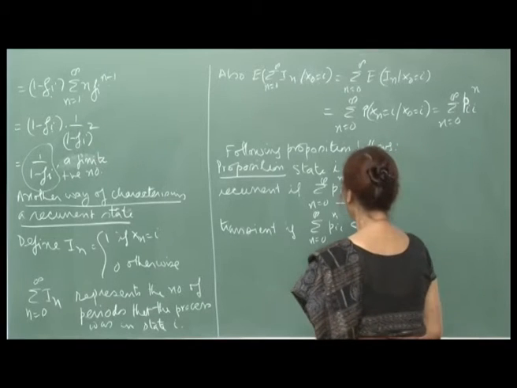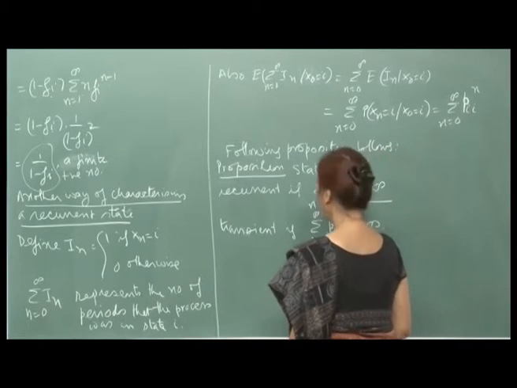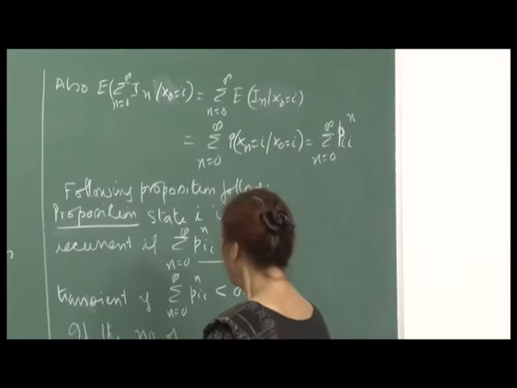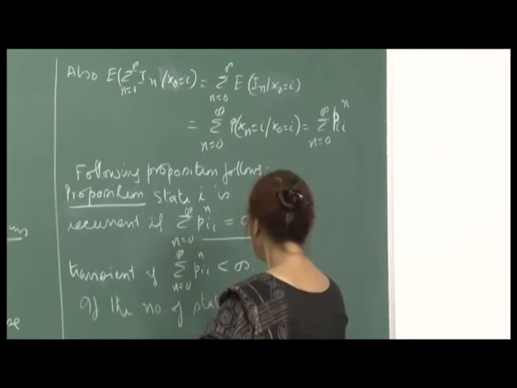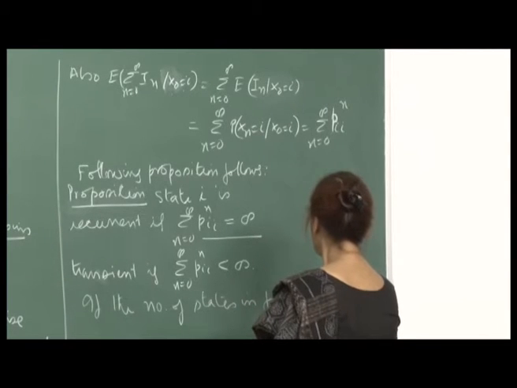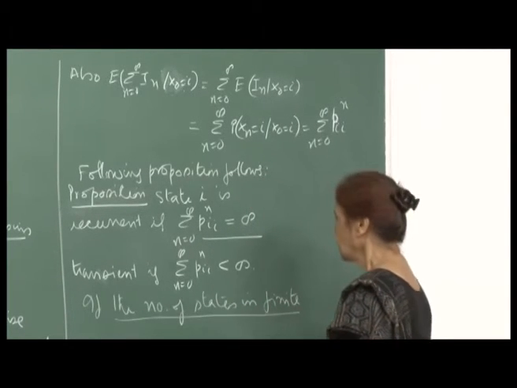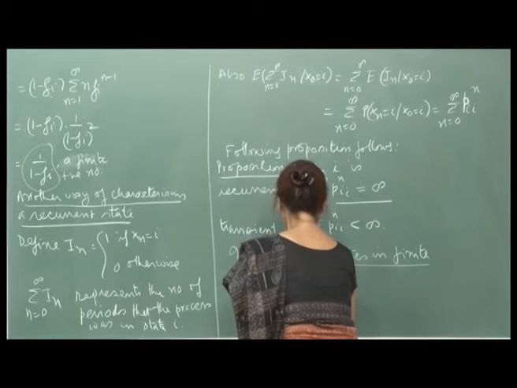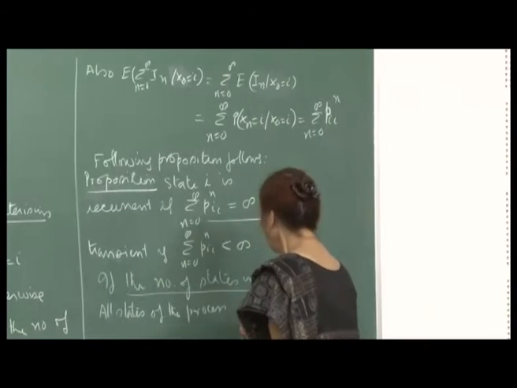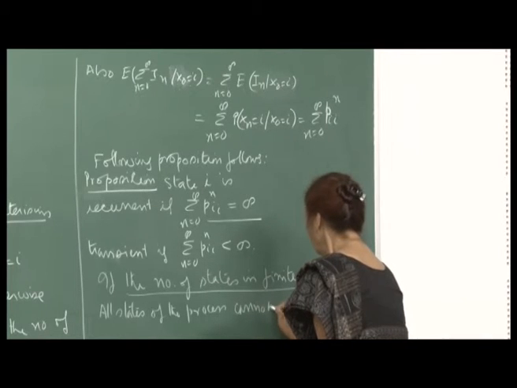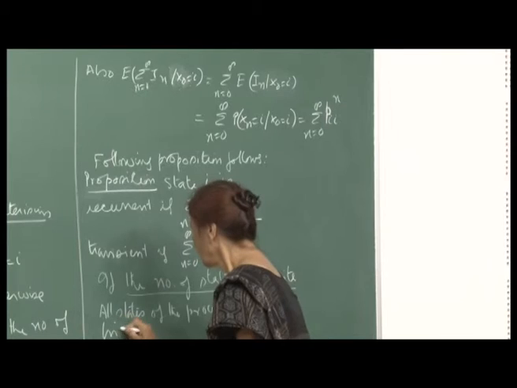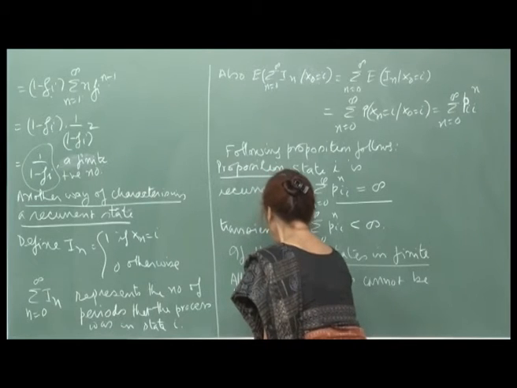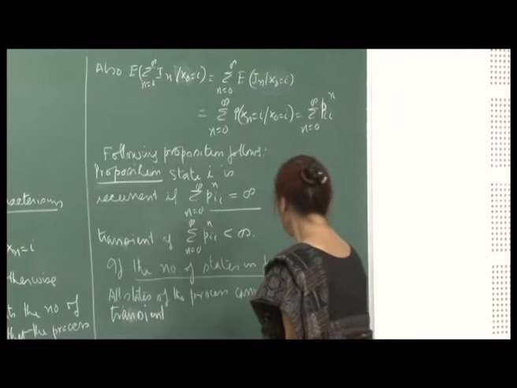Now, an interesting outcome from here is that if the number of states is finite, and that is important, then all states of the process cannot be transient. All states cannot be transient.